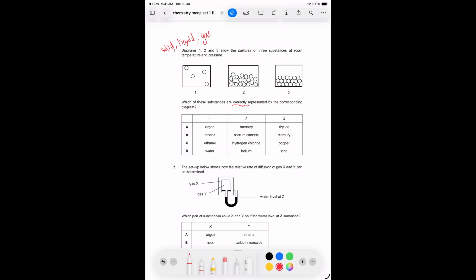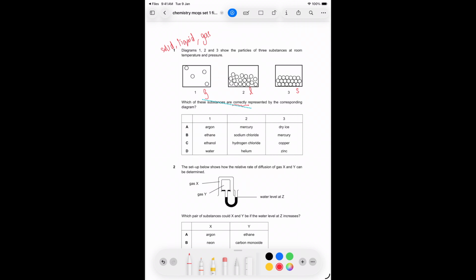So this one definitely will be your gas, as the particles are far apart from each other. And this diagram 2, the particles are disorderly arranged, but they are still closely packed, so this one will be liquid. And then this one, orderly arranged in a closely packed arrangement, so this will be a solid.